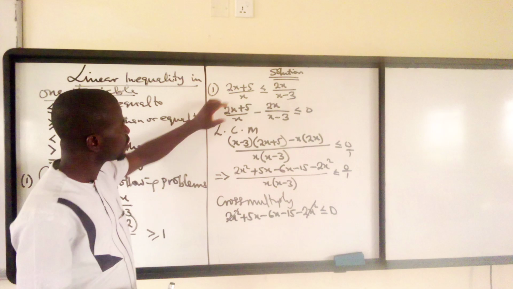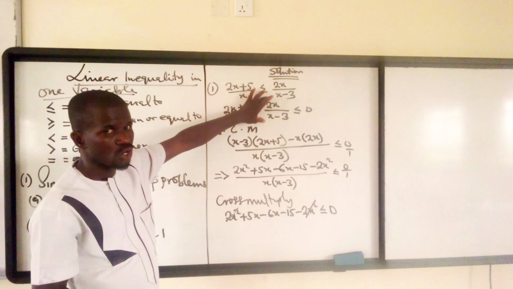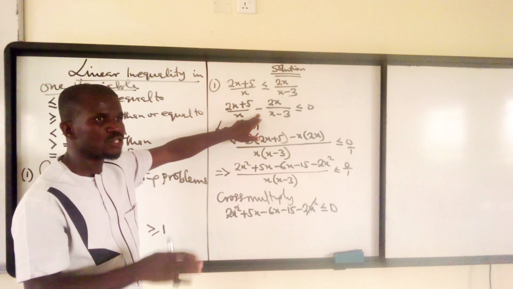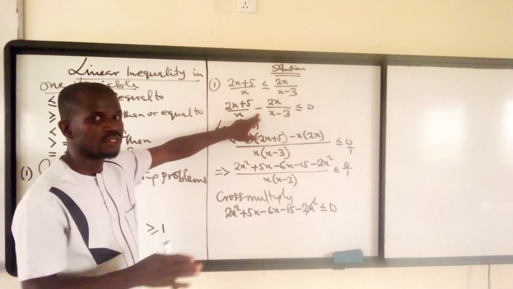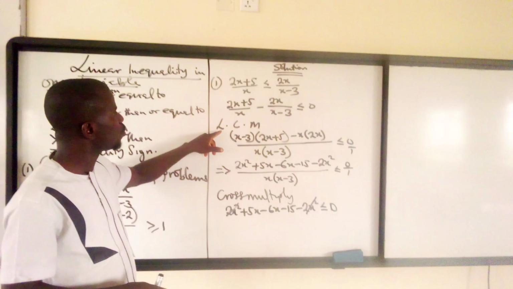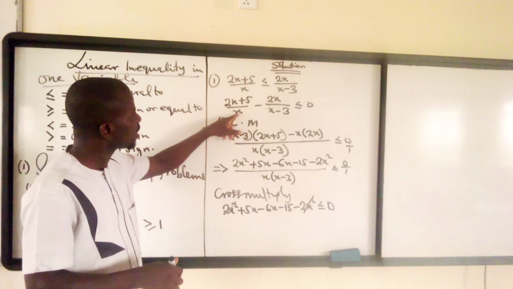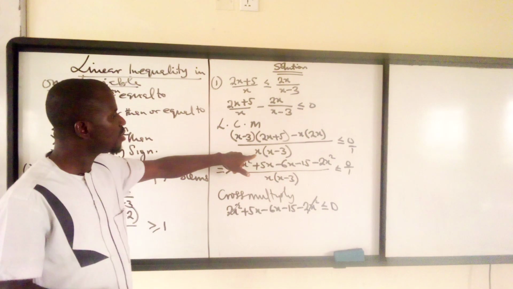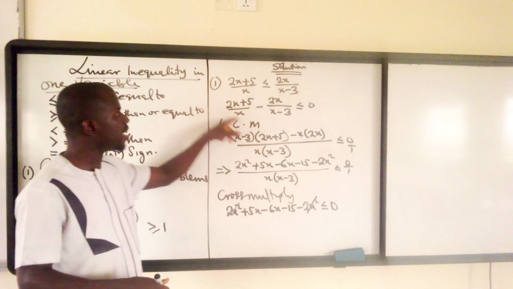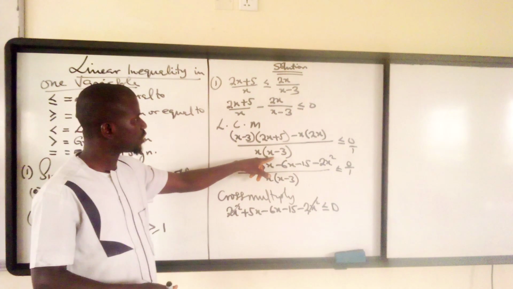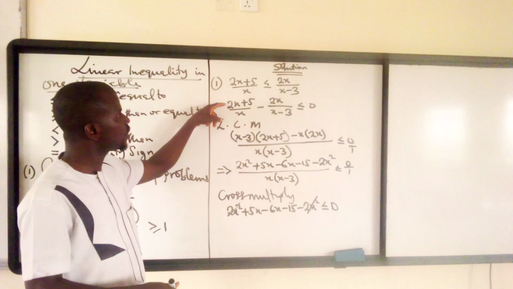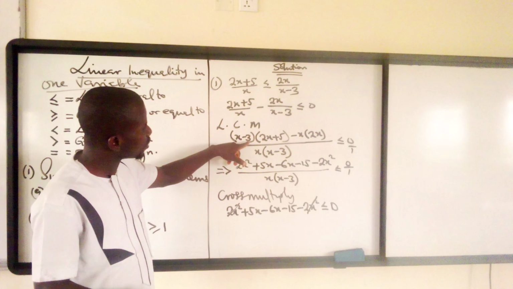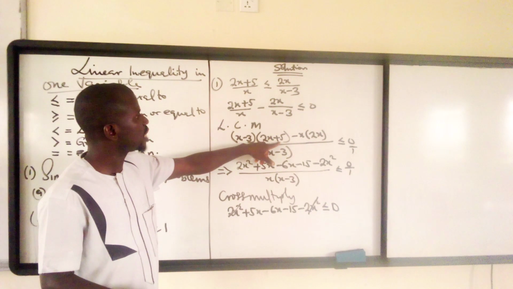Now, at this point, this is a fraction, this is a fraction. What are we expected to do when we have fractions and the operator in between is either plus or minus? We'll do the LCM. So we look for the LCM of x and x - 3, which is x into (x - 3). Then x(x - 3) divided by x will give us x - 3. (x - 3) times the numerator 2x + 5, we have it as (x - 3)(2x + 5).